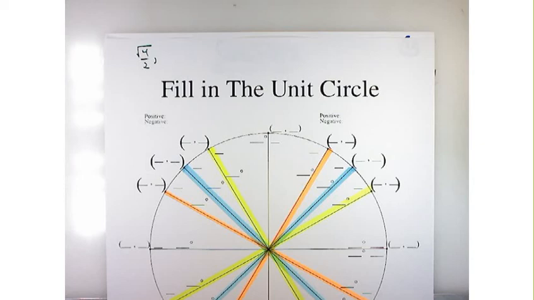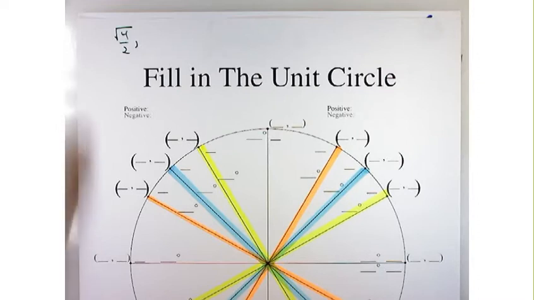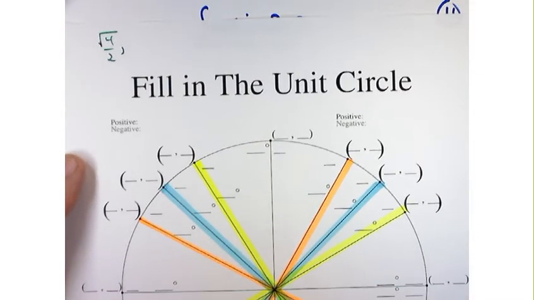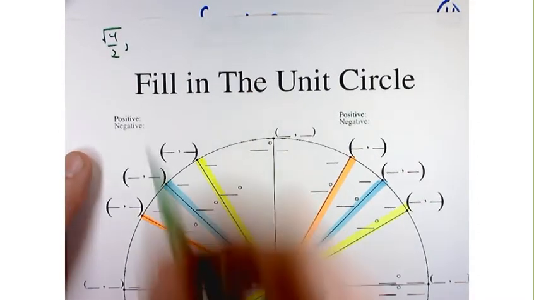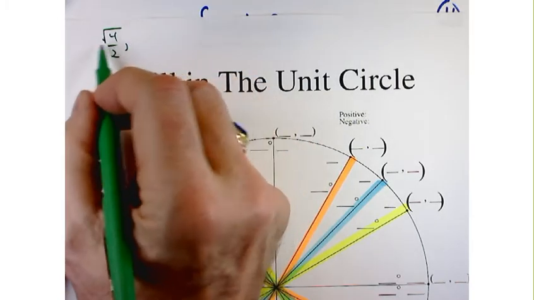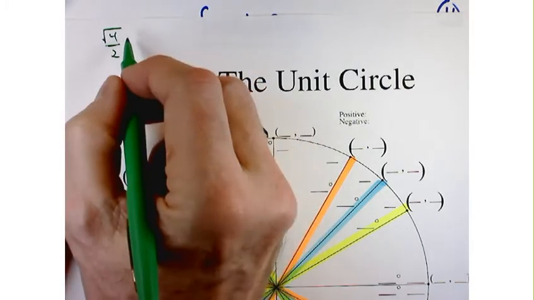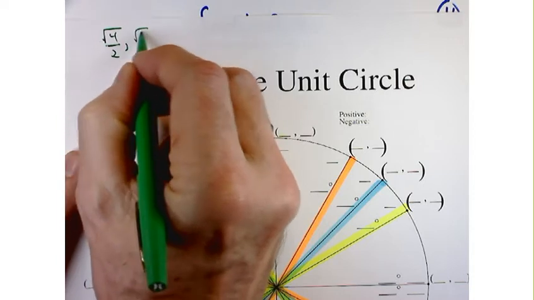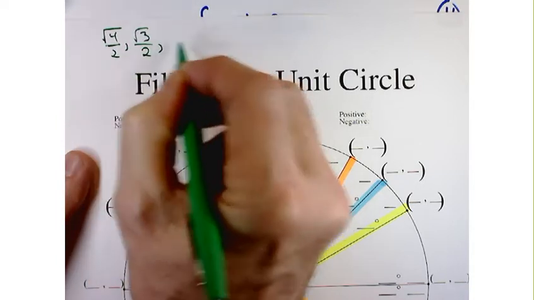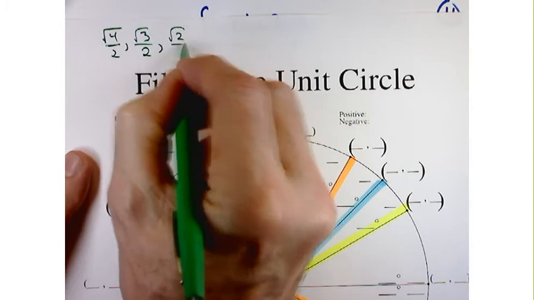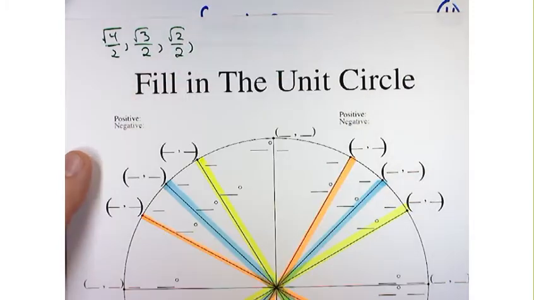Since the unit circle is so important for us, I want to have you get really good at filling this out and knowing the values on these things. So let's do this. Let's start out with this rational expression, square root of 4 over 2. And then next to it, I'll write square root of 3 over 2. Square root of 2 over 2.